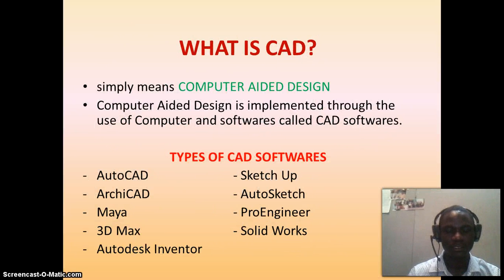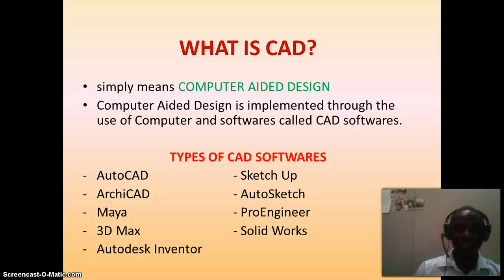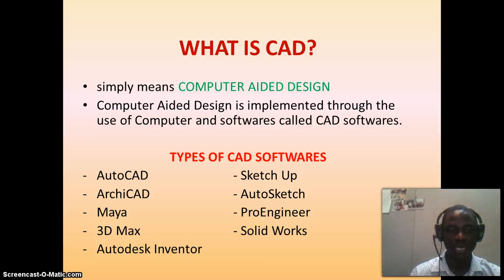Now, what is CAD? CAD simply means computer aided design. And computer aided design is implemented through the use of computer and softwares, which we refer to as CAD softwares. We have several examples of CAD softwares. We have AutoCAD. AutoCAD means automatic computer aided design, and it is the basic software used by engineers, environmentalists, surveyors, and in various other branches of engineering like civil engineering, electrical, mechanical, agricultural.